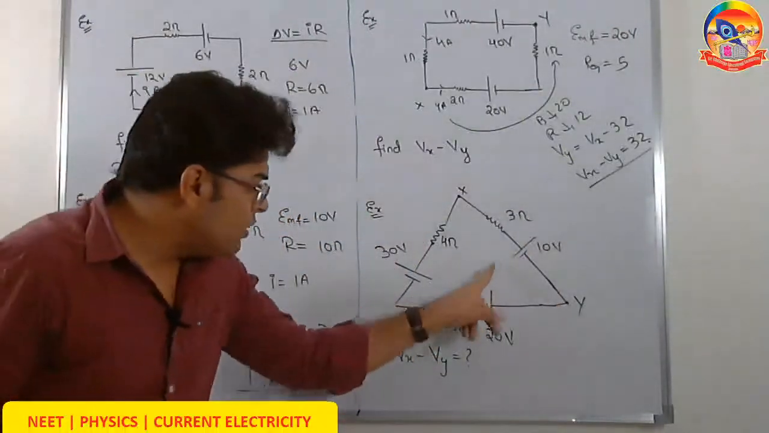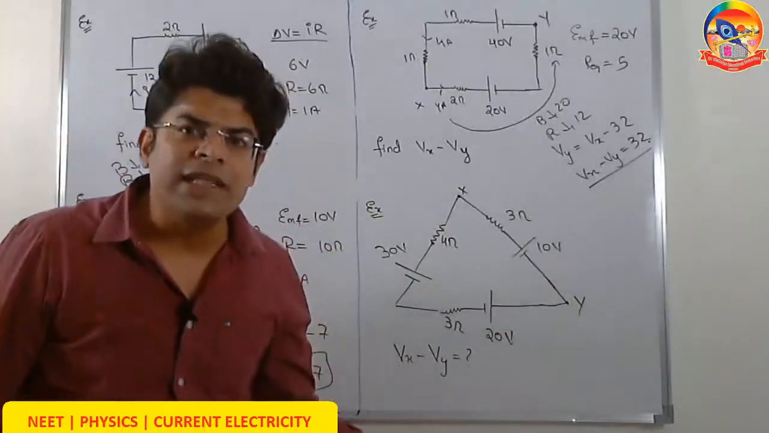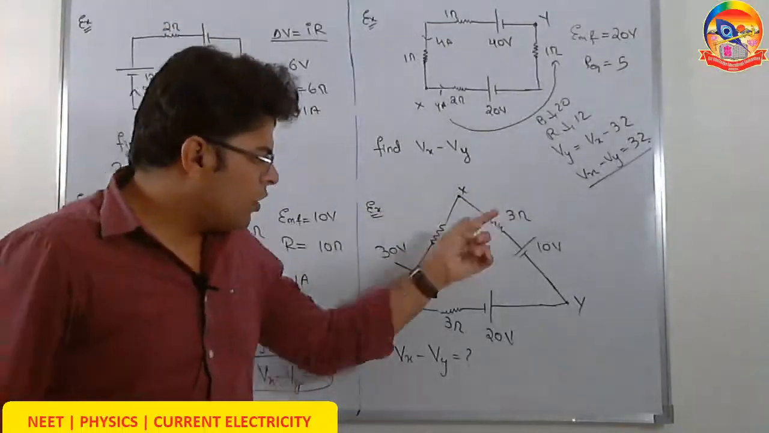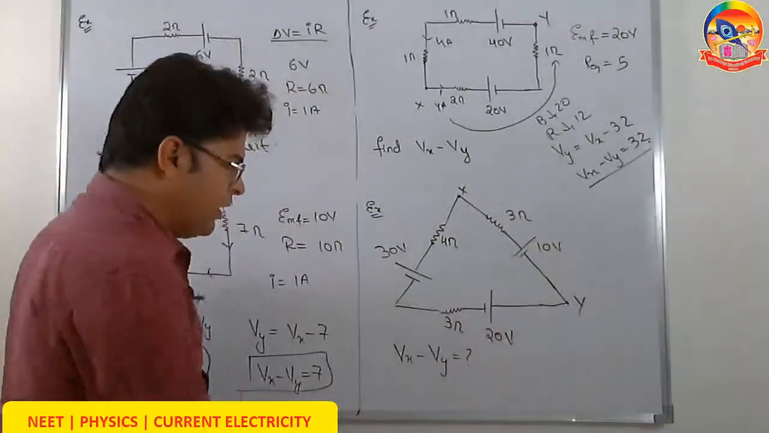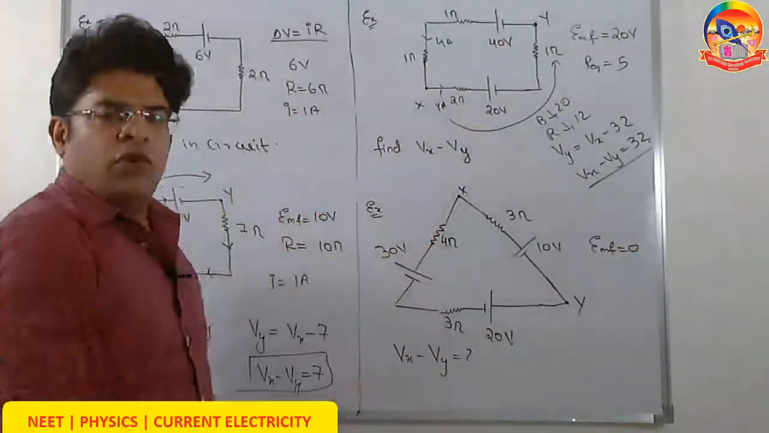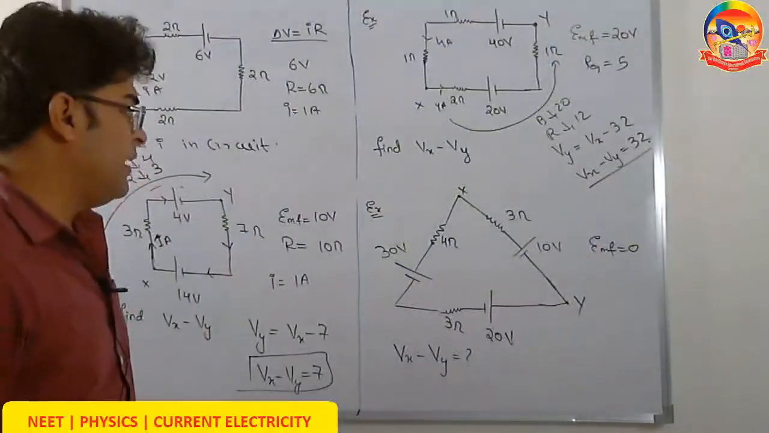So this 10 volt and this 20 volt support anti-clockwise current, while this 30 volt supports clockwise. Who wins? It's an even-Steven pattern. So 30 volt clockwise, 30 volt anti-clockwise, so the overall EMF comes out to be 0. So no current flows in this circuit, but still we have to solve this question, what is Vx minus Vy?